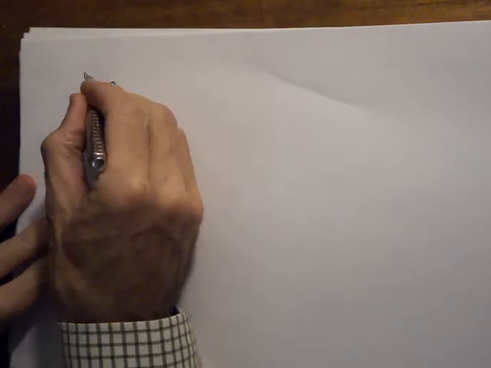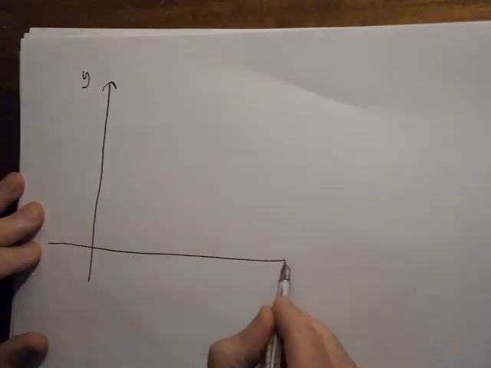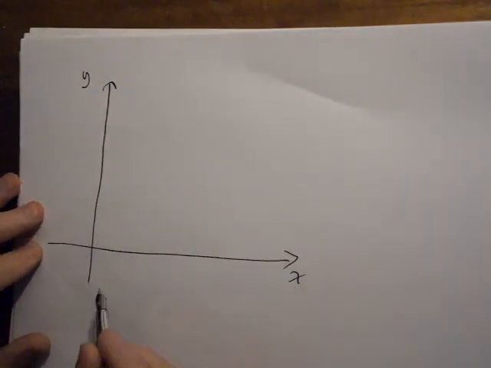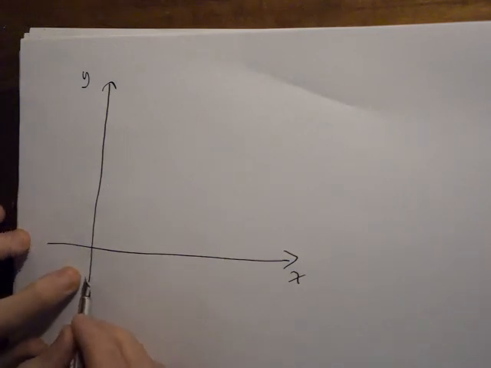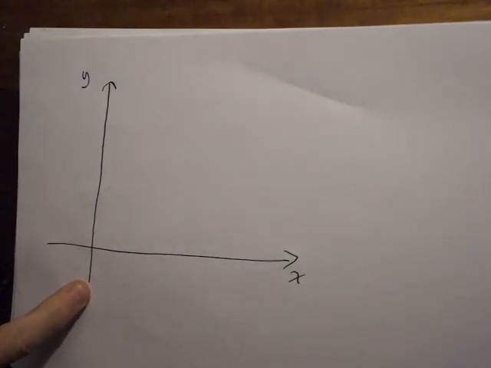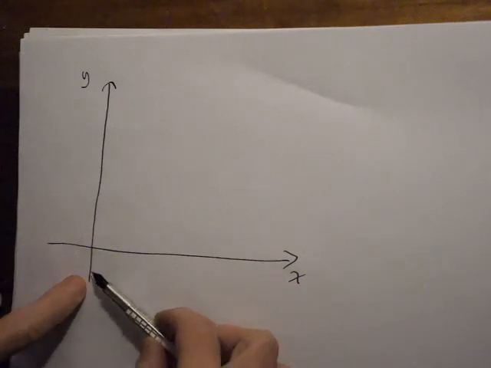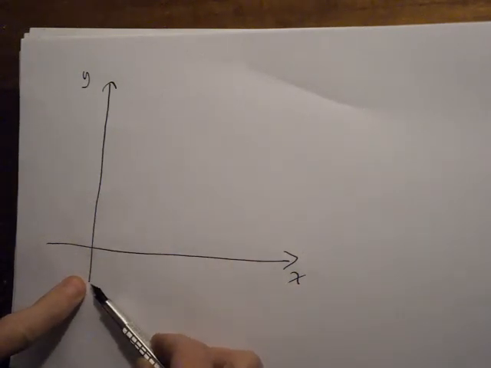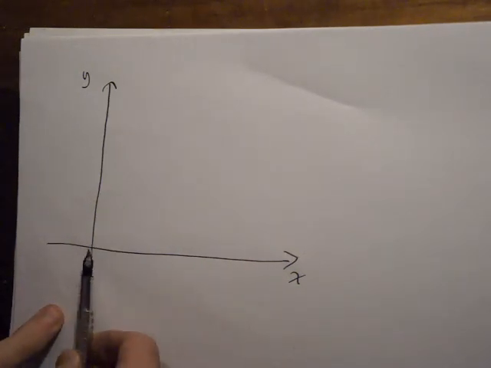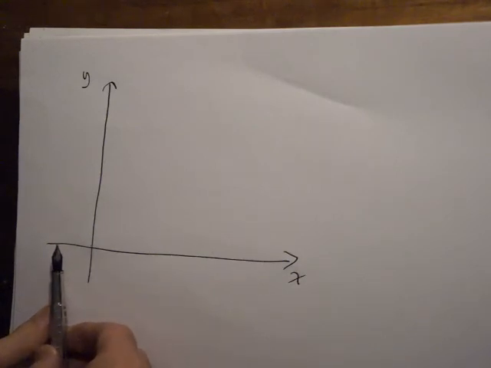Let's carry on looking at straight lines and straight line graphs. So we'll have a y-axis and an x-axis. We allow for the possibility down here that y can go to a negative value, and over here on the left that x can go to a negative value.